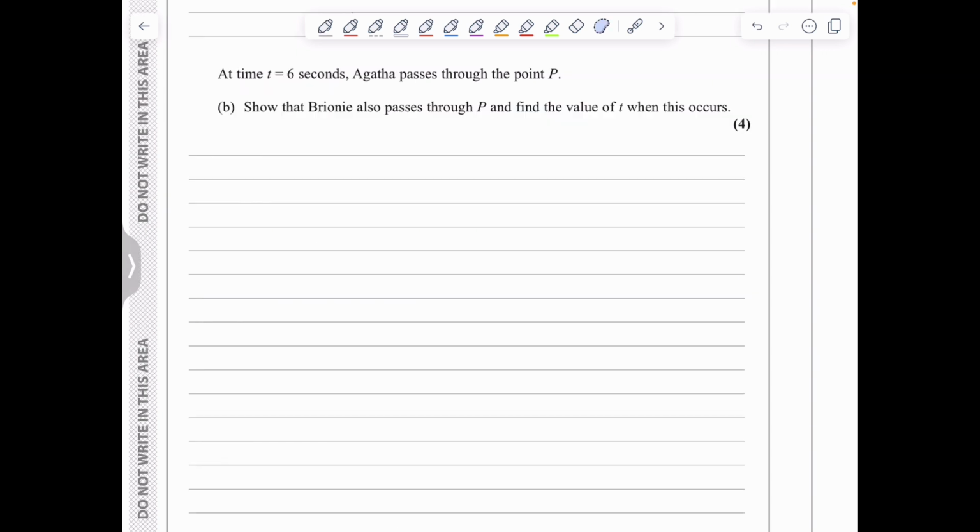Now at time t is 6 seconds, Agatha passes through the point P, and we need to show that Brioni will also pass through P, and we need to find the value of t when this occurs. So let me start by using the fact that we can find the position of Agatha when t is 6. So when t is 6, the position vector of Agatha, RA, will be given by 11 plus 3 times 6. So I'm replacing t with 6 in the expression we just obtained in part A, plus 11 minus 6, and that's the j component, which gives 29i plus 5j. This is the position vector of point P.